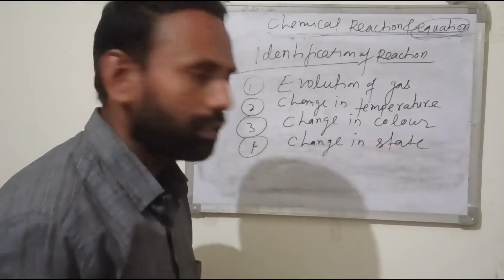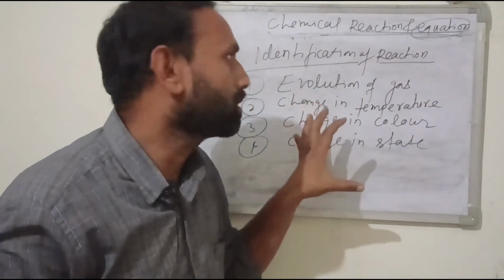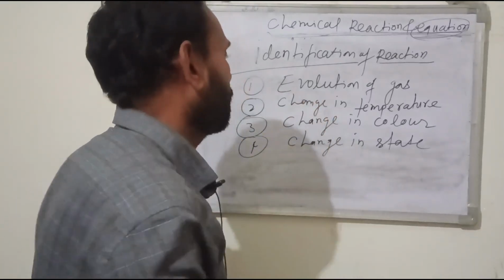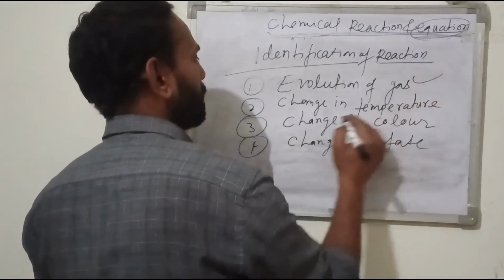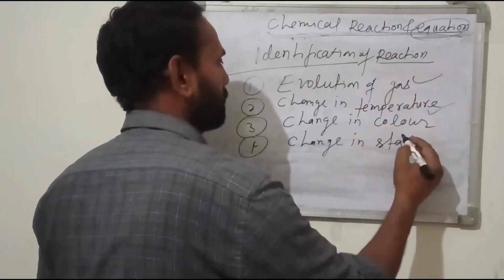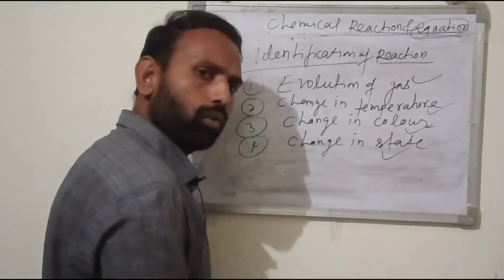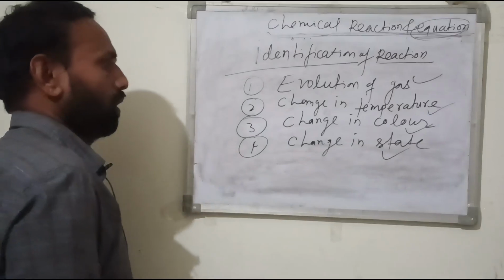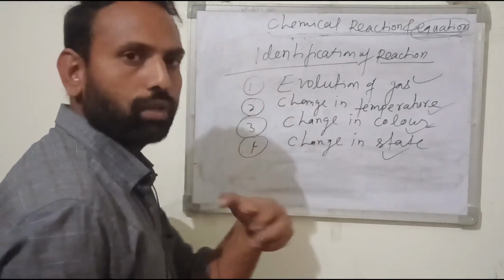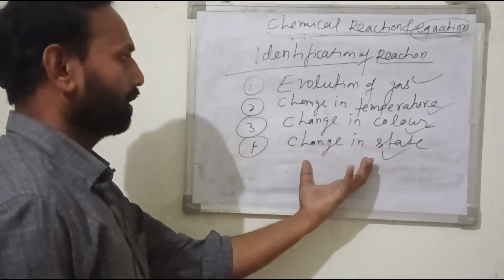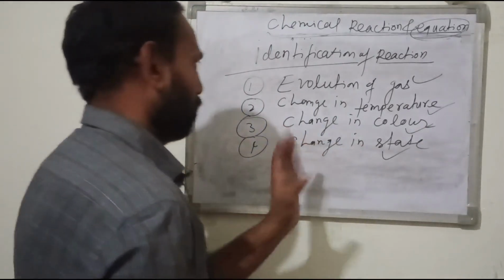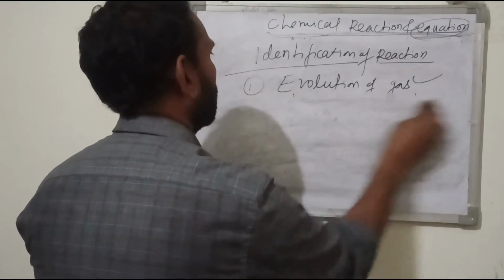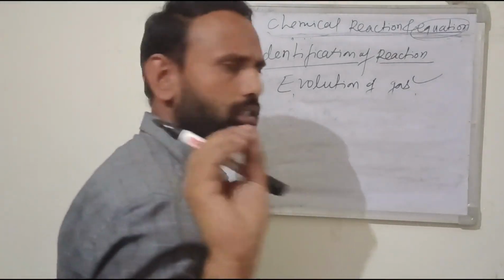That means any places, four things is going on. You can say there are going to the chemical reactions. That means any places, evolution of the gas, change in the temperature, change in the color, change in the state. You can say there is going on the chemical reactions. You can identify the way of the chemical reactions. Okay, I am explaining firstly evolution of the gas. I am giving some examples.